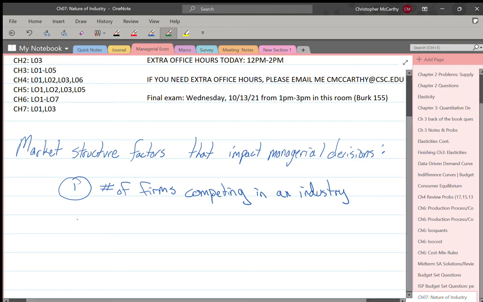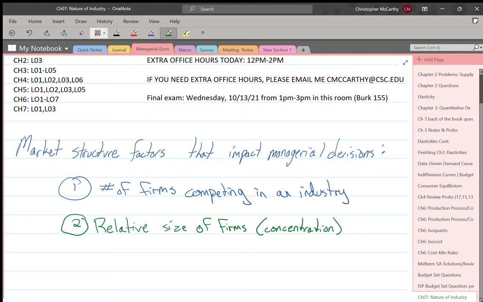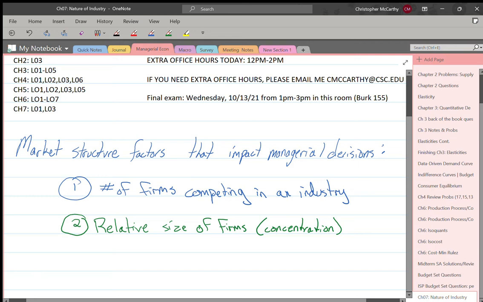In addition to the number of firms, the relative size of the firms compared to one another and your own business, which we know as industry concentration. We're also going to have some technology and cost constraints.